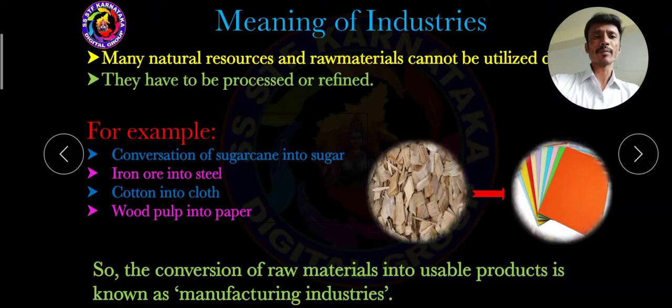My dear students, the conversion of raw materials into usable products is known as manufacturing industry. So this is the meaning of industries. Keep it in your mind, everybody.